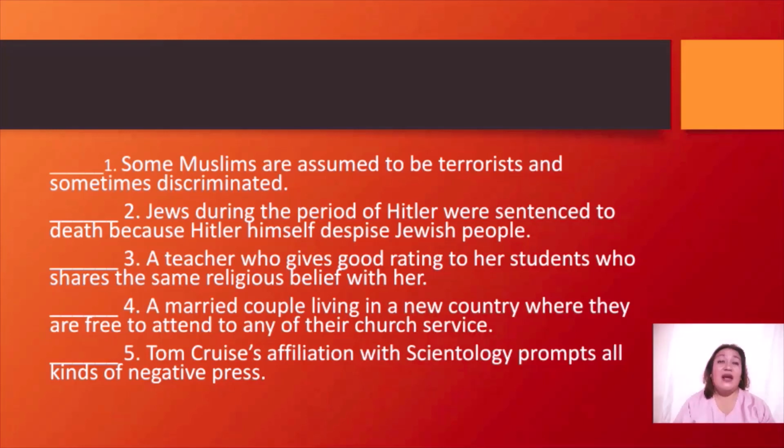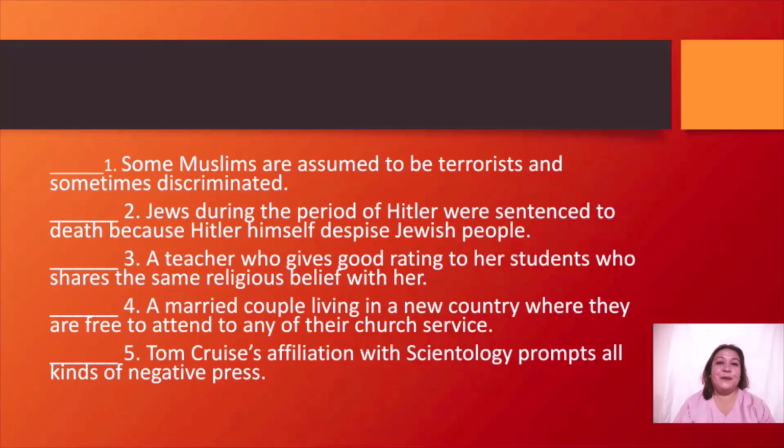Number two, Jews during the period of Hitler were sentenced to death because Hitler himself despised Jewish people. Oh, no, that's not prejudice because we're talking about Hitler's biases against the Jews. So the correct answer for number two is bias. Number three, a teacher who gives good rating to her students who share the same religious belief with her. Okay, very obvious. Number three, it's bias.